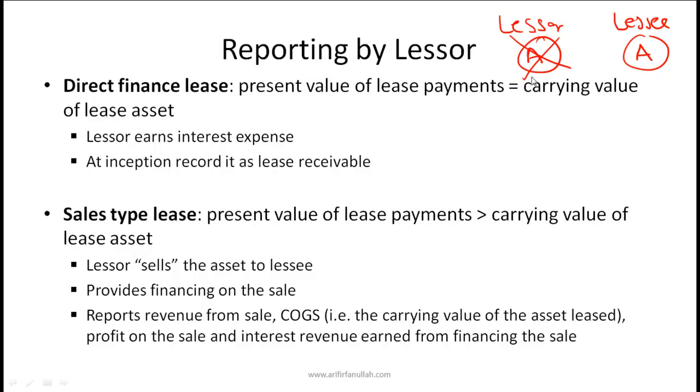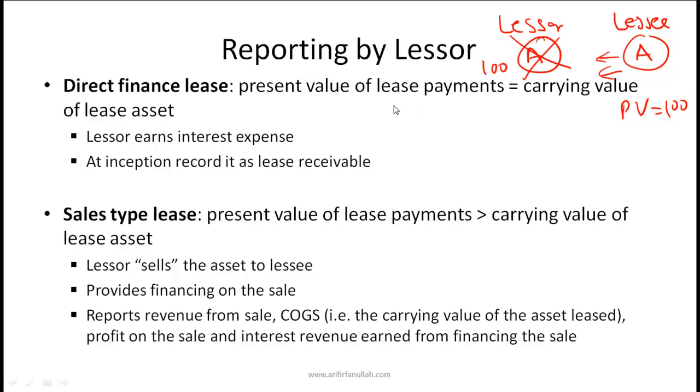Essentially this is like treating this whole transaction like a sale. We call this a direct finance lease if, let's say, the value of the asset was 100 and the present value of all the cash flow that will be received from the lessee is also equal to 100. Then the lease classifies as a direct finance lease. What is essentially happening here is the lessor is making money based on financing. So his revenue is basically interest revenue. He is not making money because of selling the asset for a value that is greater than his carrying value.